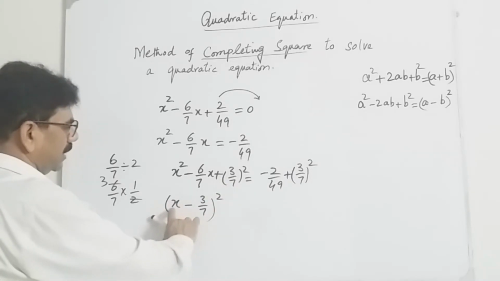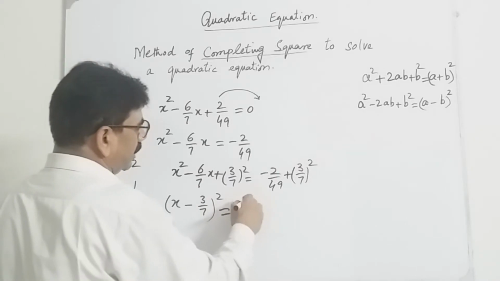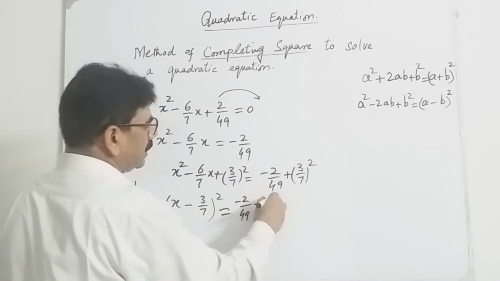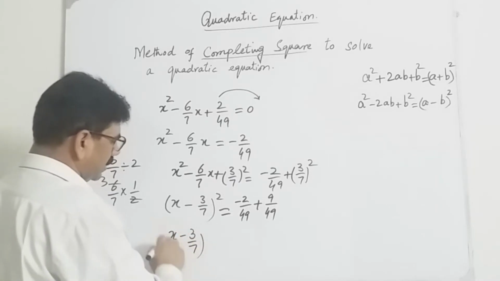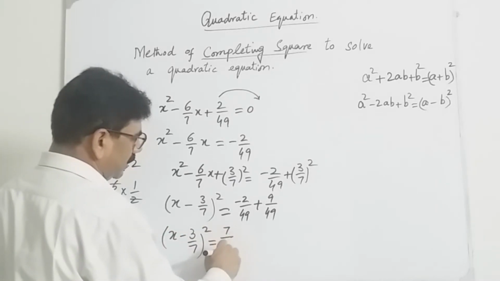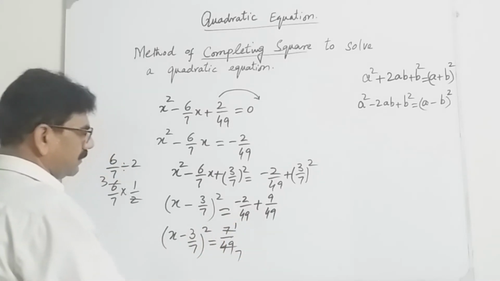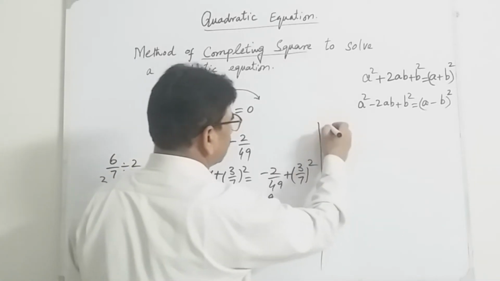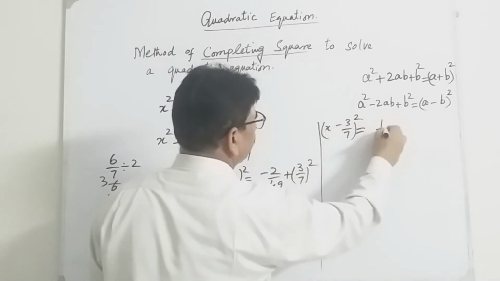As a result, we will get a minus b equal to x minus 3 over 7, and this will be equal to negative 2 over 49 plus 9 over 49. This will become (x minus 3 over 7) whole square equal to 7 over 49. Now 7 over 49 will be cancelled. This will become 1 over 7. So we can write this equation as (x minus 3 over 7) whole square equal to 1 over 7.